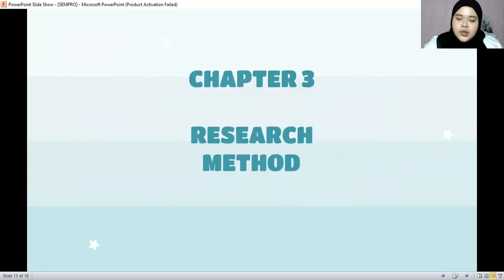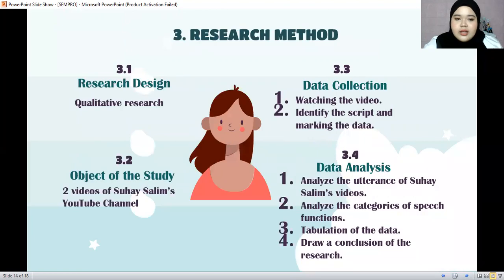Moving to the second chapter, the research methods. There are 4 subpoints. The first one is research design. The researcher uses descriptive qualitative research to analyze the data because it fits the research.